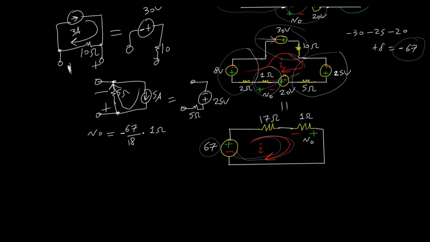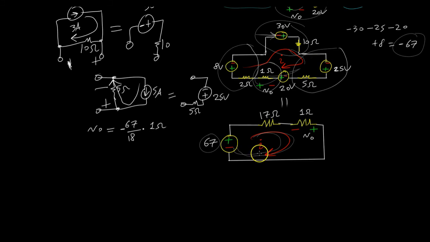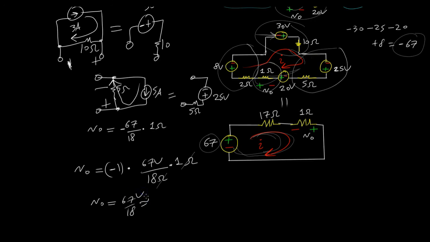Now that I have a single very simple mesh, I say my V out is going to be negative because the mesh current flow is going clockwise, but it's going against the passive sign convention, so I already know I'm going to have a negative sign. So negative 1 times the voltage over the total resistance, volts over resistance, times that particular resistor it's passing through, with the negative sign. So that is the final answer. Ohms cancel out, and we get that V out is equal to 67 over 18, which is roughly 3.722.